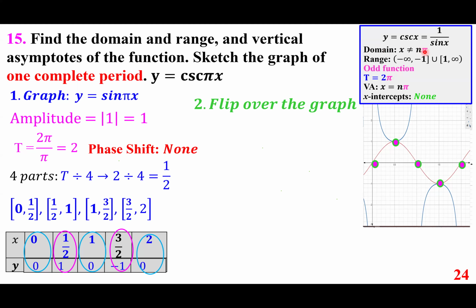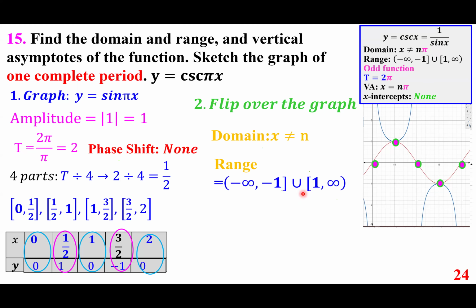Therefore, for the domain, you have to change this pi to the period divided by 2. So if you replace the period over here, the period is 2, and over here you use half of that, half of this number is 1. So again, when the period is 2 pi, you use half of it here, you put pi. When the period is 2, you use half of it here. So the domain: x can't be n, and vertical asymptote x equals n.